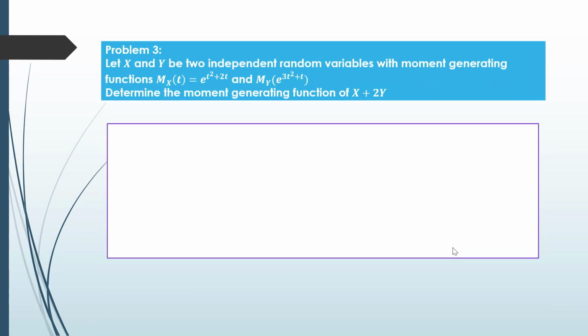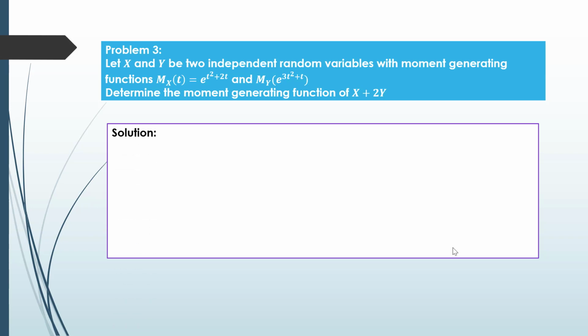Problem number 3. Let X and Y be two independent random variables with moment generating functions M_X of t is e to the t squared plus 2t, and M_Y is e to the 3t squared plus t. Determine the moment generating function of X plus 2Y.